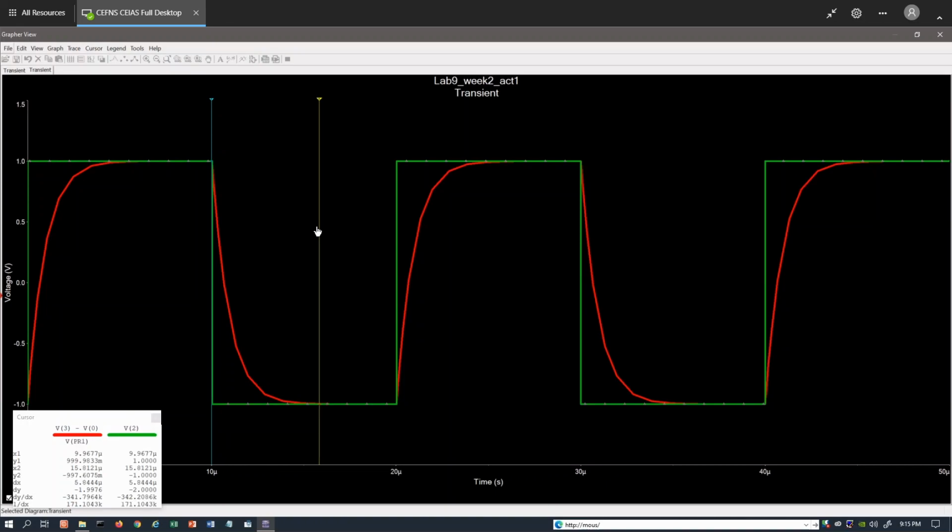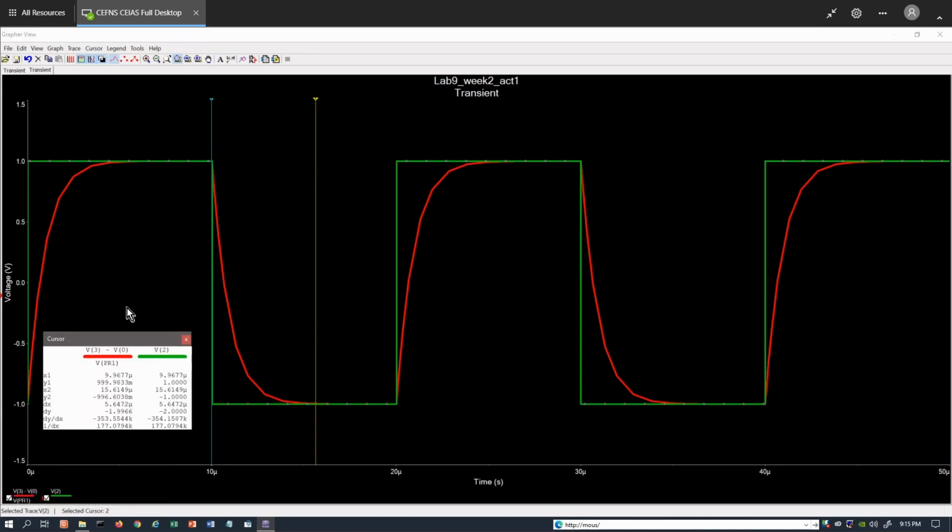I guess it should be around this point. Yeah. Now the time interval between these two cursors is the time we assume the capacitor takes to fully discharge. To get that value, we need to look at this small panel here.